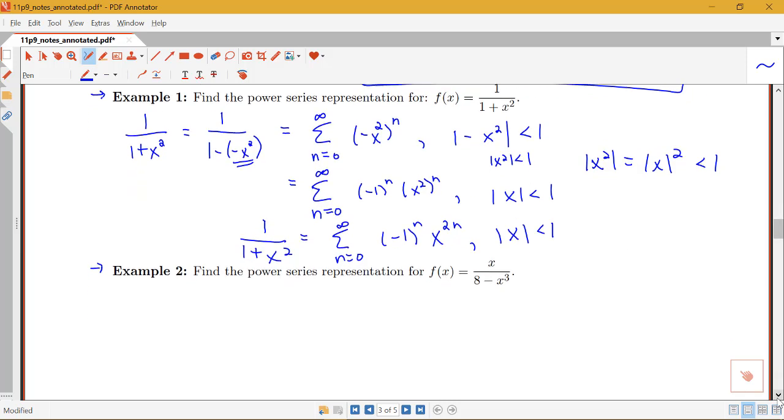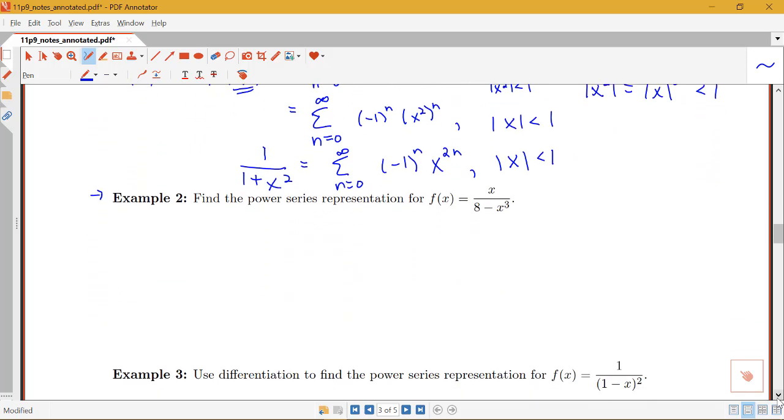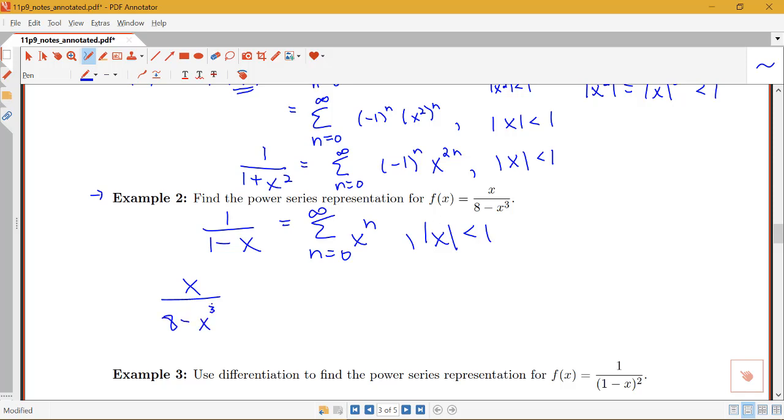Okay, so let's look at another one where we do some kind of manipulation. Let me rewrite the fact that we have. We know that 1 over 1 minus x is equal to the sum from n equals 0 to infinity of x to the n, where absolute x is less than 1. Okay, that inequality holds where absolute value of x is less than 1. So the function that I'm given is x over 8 minus x cubed. Okay, so this is going to have multiple steps to manipulate this to make it look like 1 over 1 minus something, or maybe some constant or some additional term times 1 over 1 minus something.